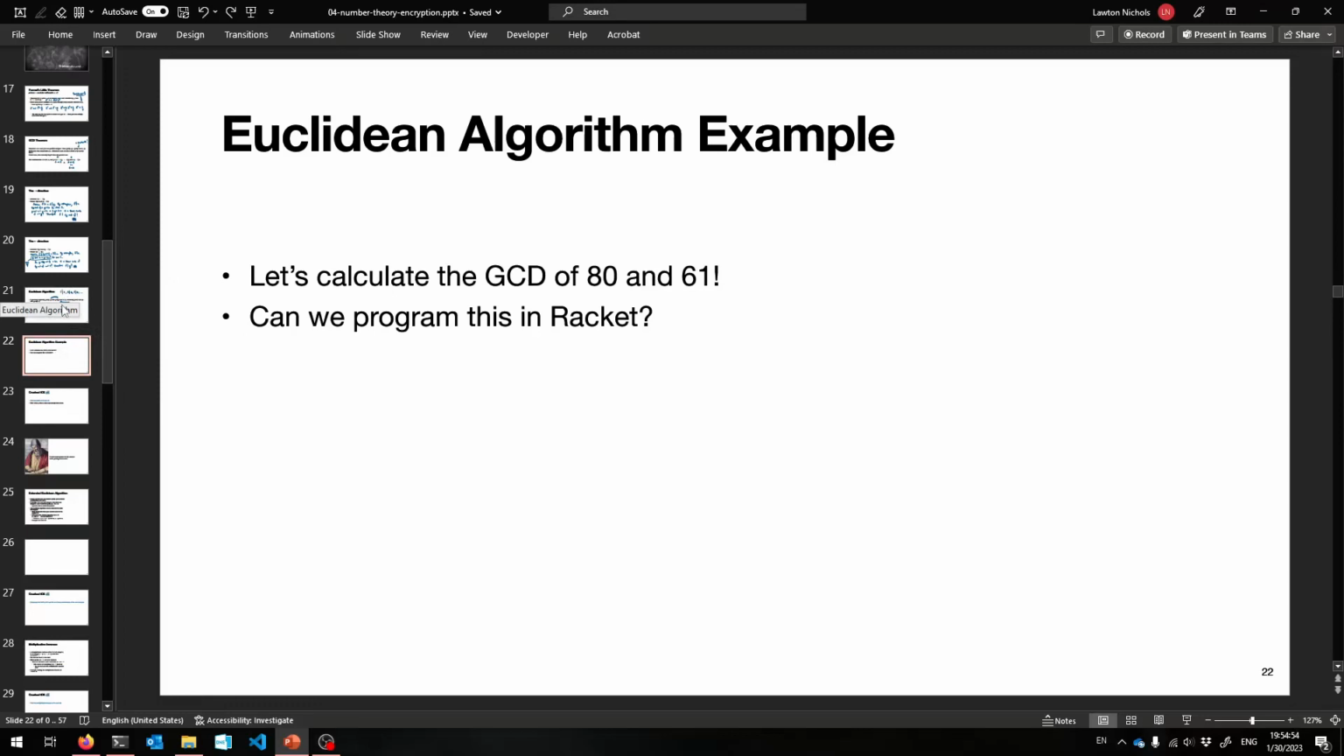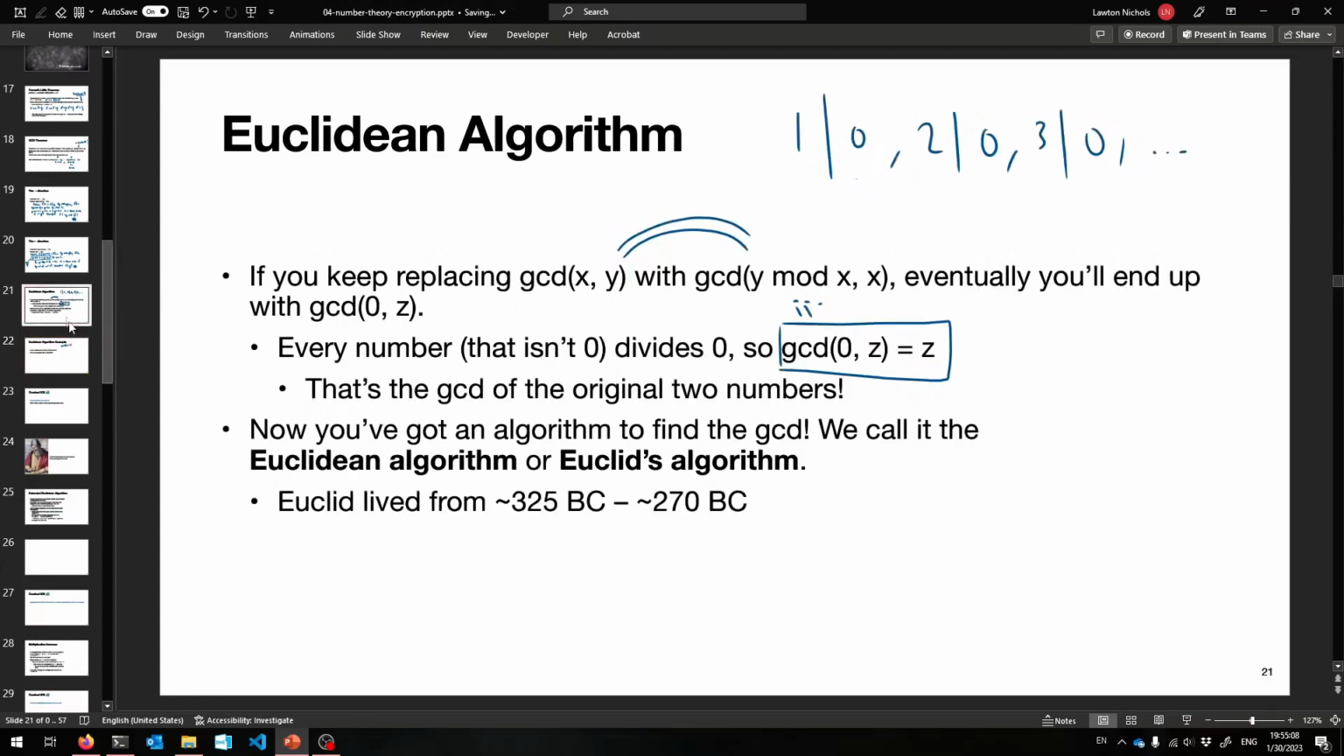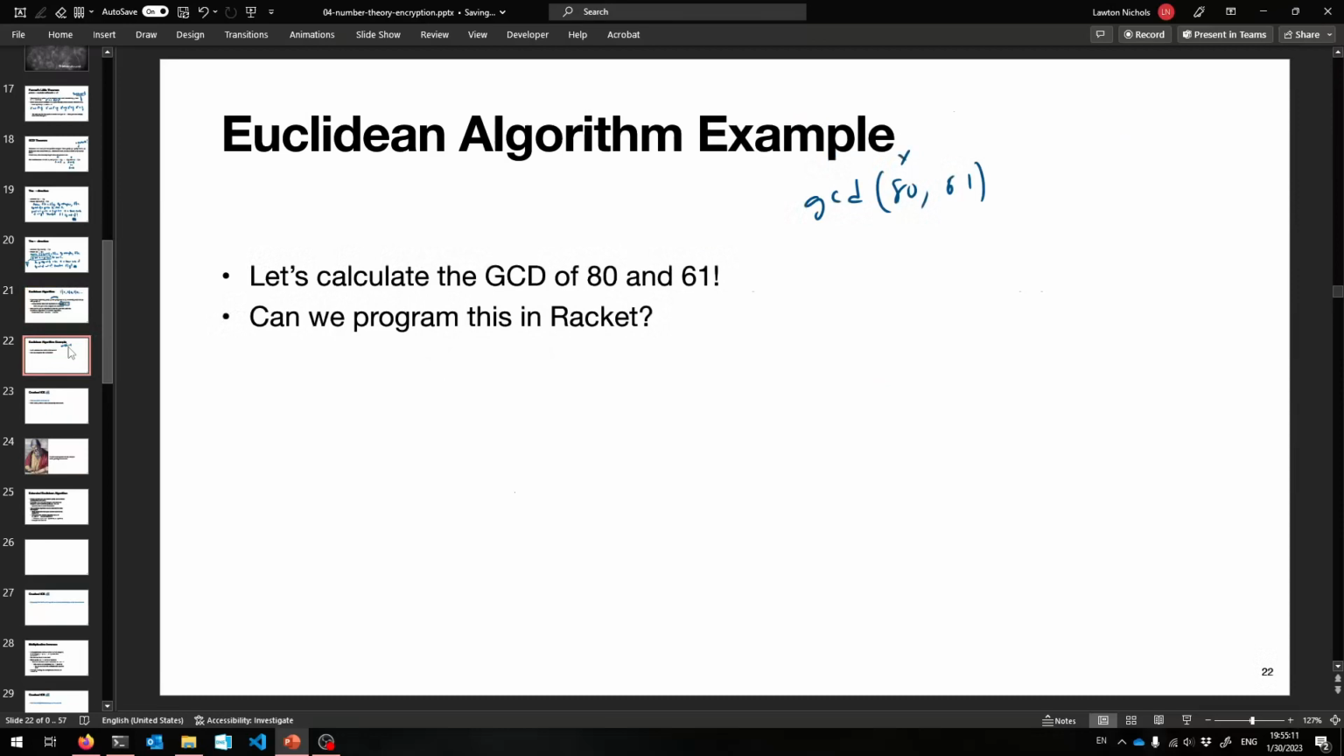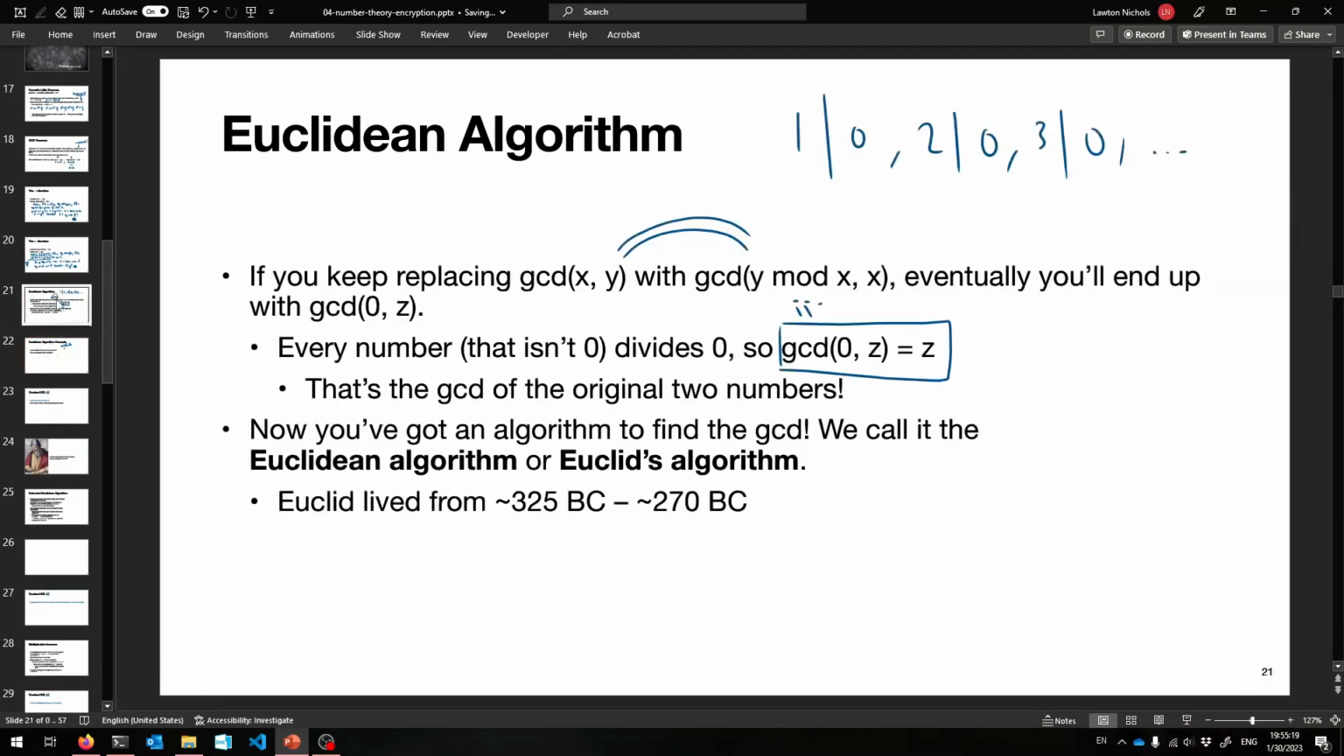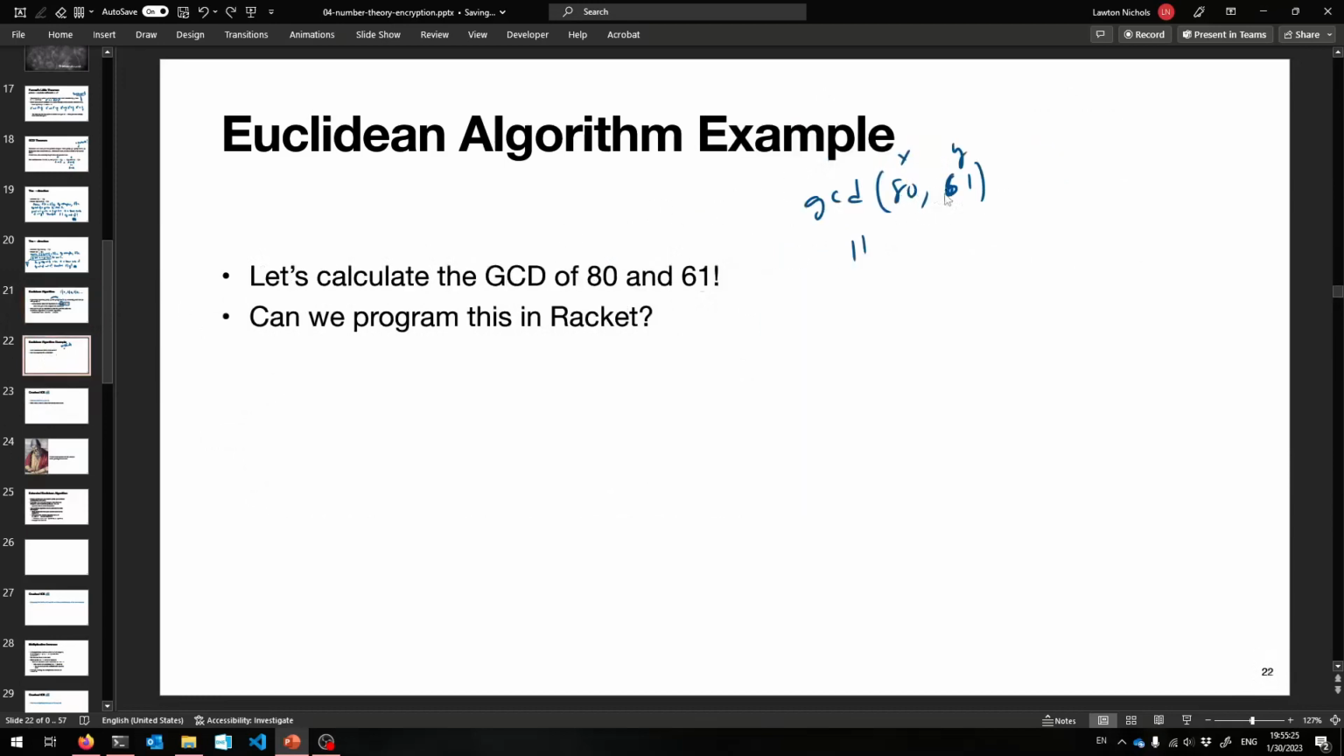Let's use this algorithm to calculate the greatest common divisor of 80 and 61. What does that mean? We're calling our GCD function on 80 and 61. 80 is x, 61 is y. And we just keep replacing. What is the GCD of 80 and 61 but the GCD of y mod x, so 61 mod 80, and the original x.